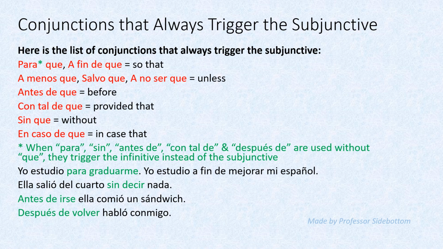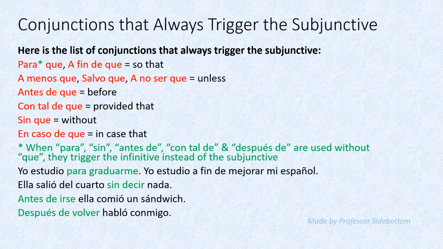First, let's start with the conjunctions that always trigger the subjunctive. Para que, a fin de que, so that. A menos que, salvo que, a no ser que, unless. Antes de que, before. Con tal de que, provided that. Sin que, without. En caso de que, in case that.